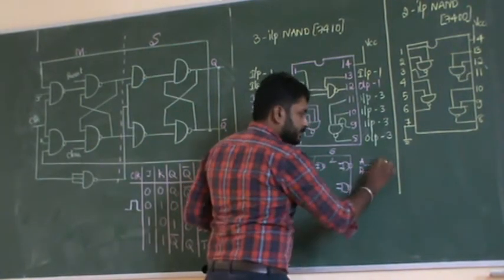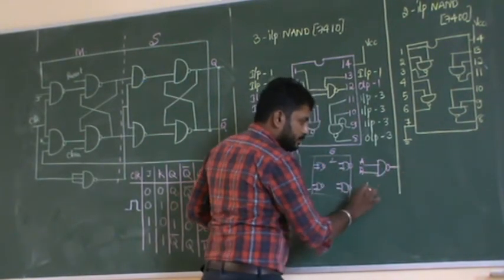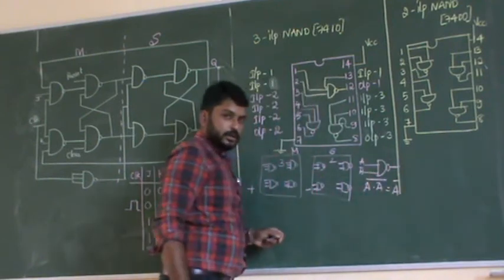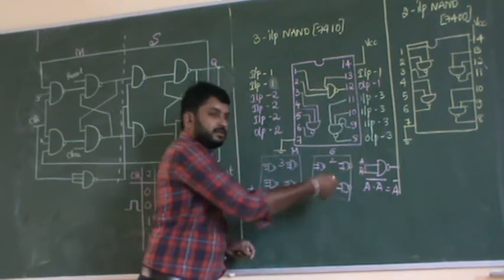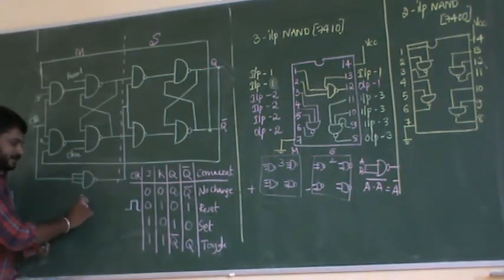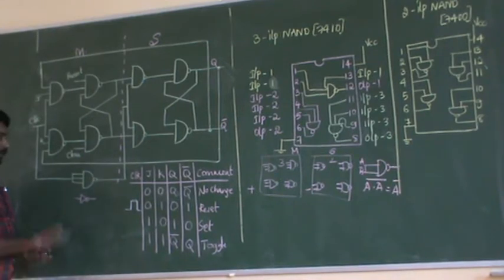And A. If I am giving the same input to a NAND gate, what will it become? A dot A, the whole bar. That is nothing but A bar, right? So if I am shorting the inputs, or giving the same input to the NAND gate, it will be acting as an inverter only. If all my inputs are shorted, it will be acting as an inverter. You can take one variable like B, and B dot B, the whole bar is nothing but B bar only. So if all my inputs are shorted, it will be acting as a NOT gate.